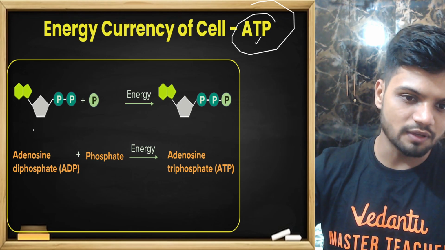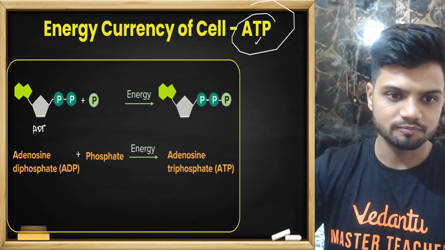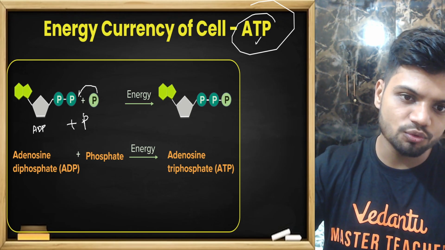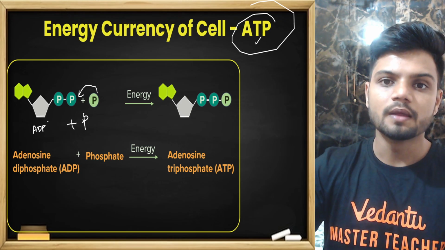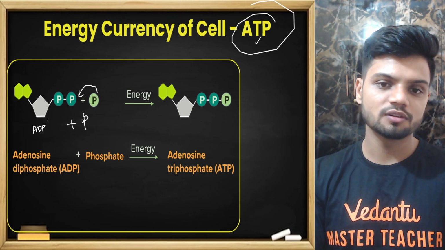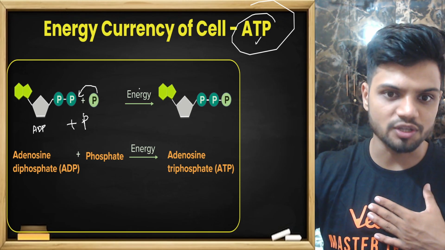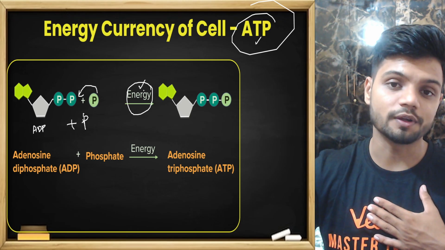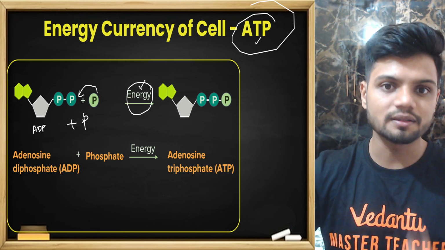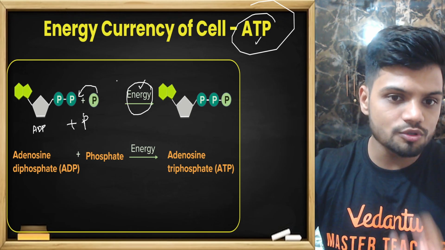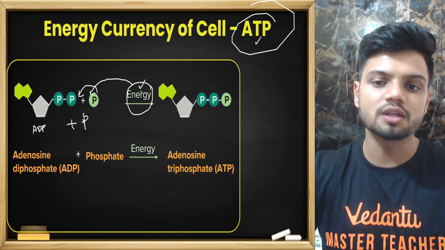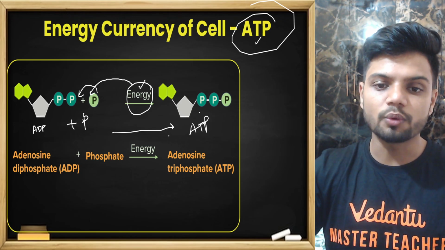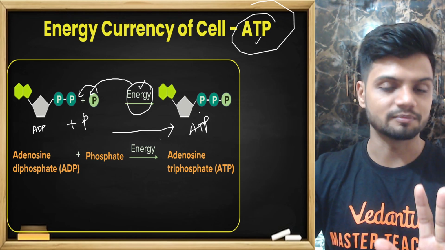See students, first of all, we have something called ADP. This is the ADP right here. And we have a phosphate here. This phosphate has to attach to this ADP. But attaching also requires energy. So, I told you, your body is producing energy. This energy is consumed. That energy is used to make this bond formation, and that's how we get the ATP. So ADP is converted to ATP by using the energy in the starting.